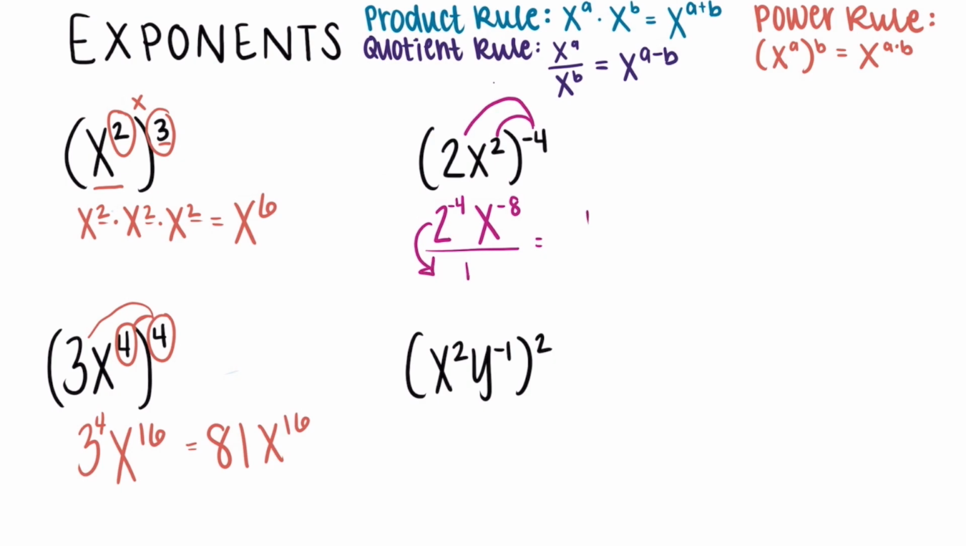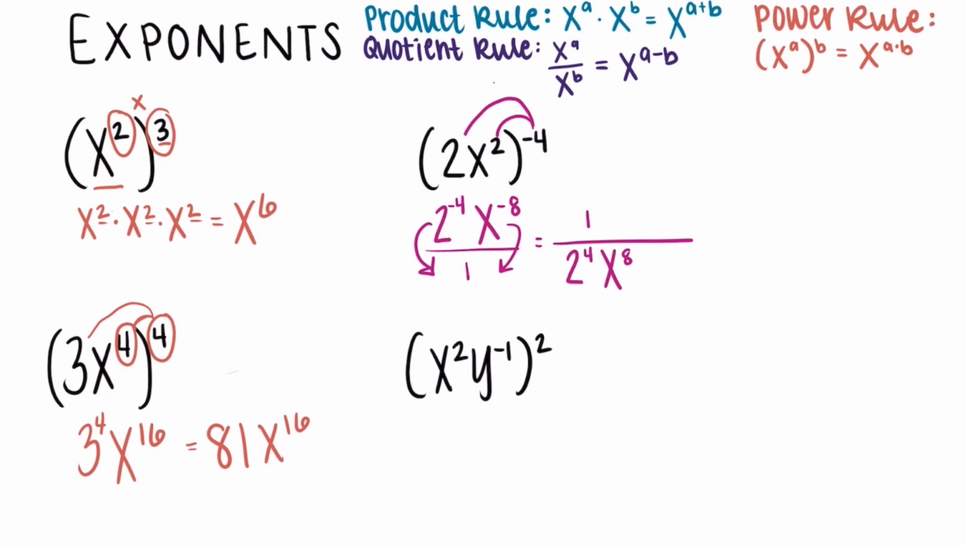So if it's on the top of the fraction, we want to move it to the bottom of the fraction, and that makes it positive. So I have to move both of those to the bottom of my fraction, and they're going to become a positive 4 for my exponent and a positive 8 for my exponent once I've moved those down.